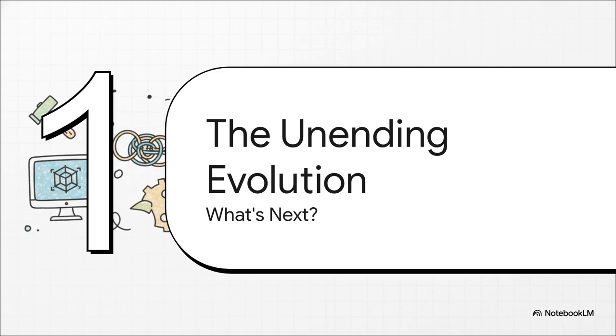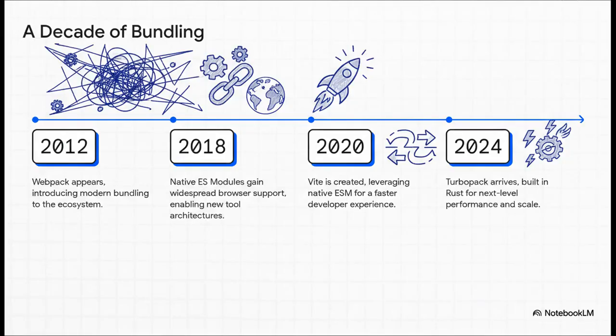So from monoliths to bundlers, from painfully slow builds to these mind-bogglingly fast new tools, and from a single code base to these collections of micro front ends, you can see that web development is just this constant cycle of identifying a problem and then innovating to solve it, which, of course, leads to the big question, what's coming next? I mean, just look at this timeline.